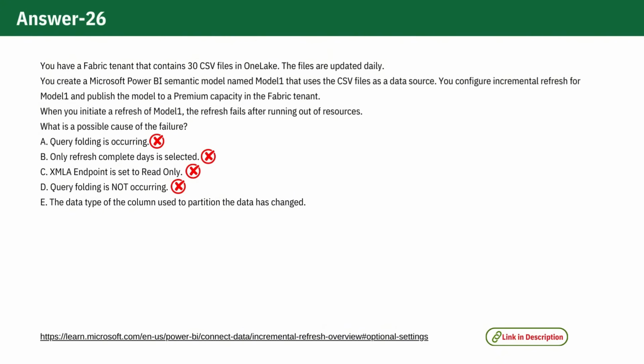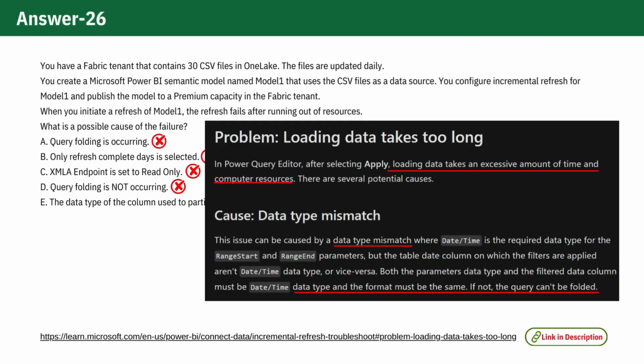Option E. The data type of the column used to partition the data has changed. A mismatch in data types, where datetime is required for the range start and range end parameters, but the table column is not in the datetime format, can cause the incremental refresh to fail. Both the parameter data types and the filtered data column must be in the datetime format. If not, the query cannot be folded properly, leading to resource exhaustion during the refresh.